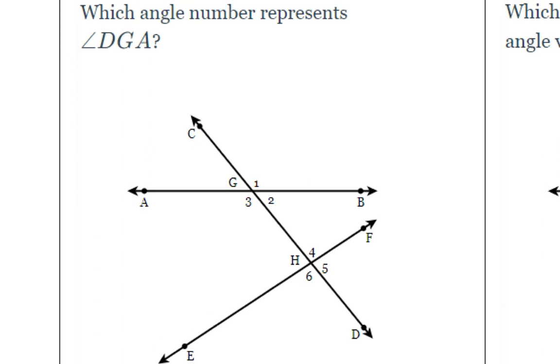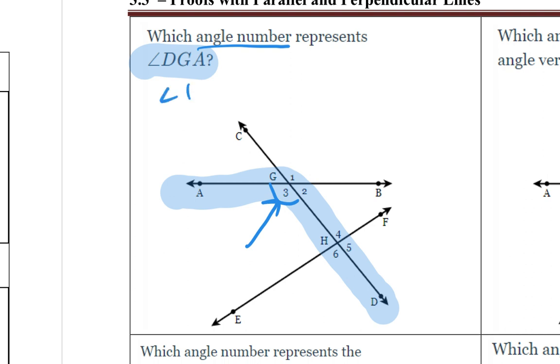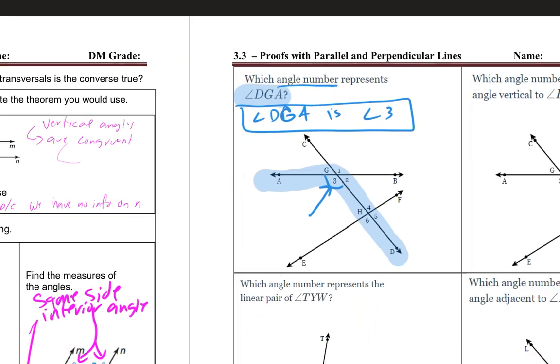So on the first one, which angle number represents DGA? So let's trace that out, DGA. DGA is D to G to A, right? That right there. Which angle number does that represent? That's represented by angle, this number 3, right? That's that angle. So angle DGA is angle 3. All right, simple as that.